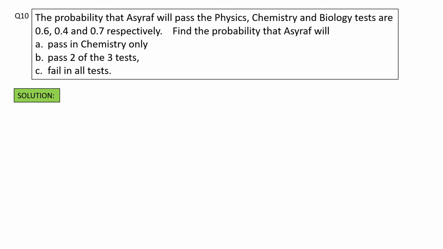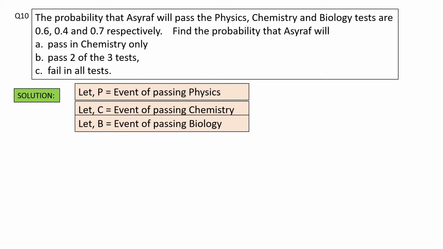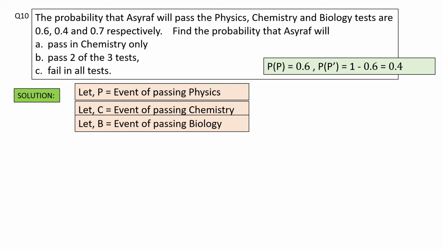Question 10. The probability that Ashraf will pass the physics, chemistry and biology tests are 0.6, 0.4 and 0.7 respectively. Okay, let's define the events. So let P be the event of passing physics, C the event of passing chemistry and B the event of passing biology.